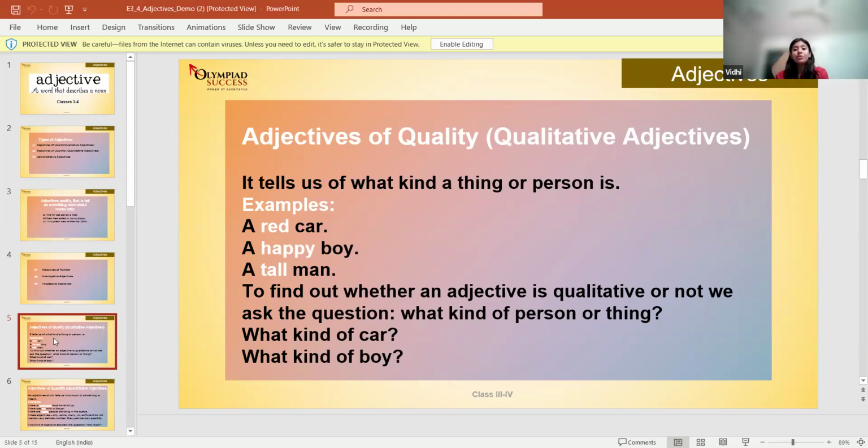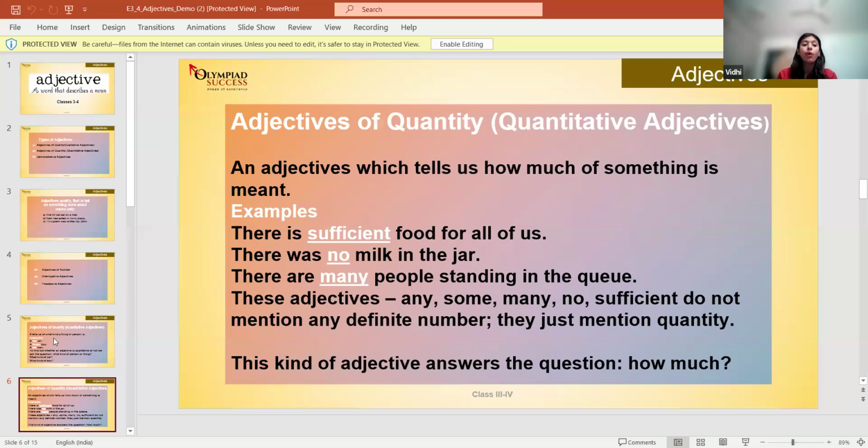Now to find out whether an adjective is of quality or not, we ask questions. What kind of a person or a thing? What kind of a car? What kind of a boy? Do we get the answer? Yes. So all these are describing the quality of the noun, and so they are called adjectives of quality. Clear, Vedant? Yes. Easy? Yes.